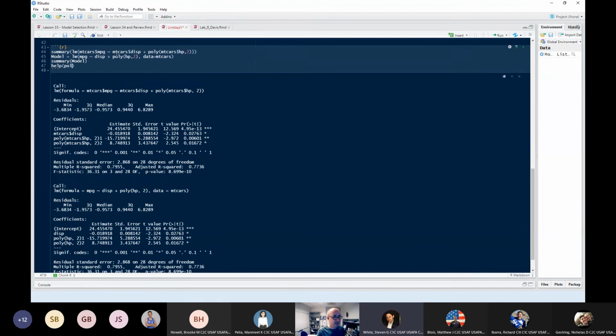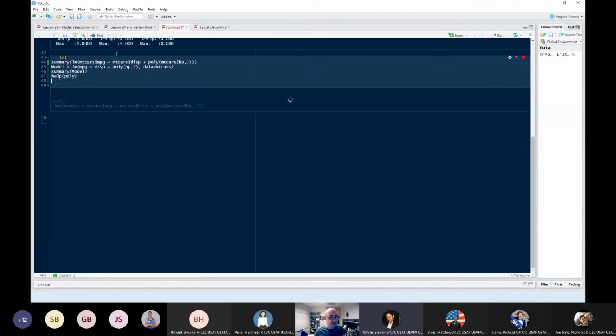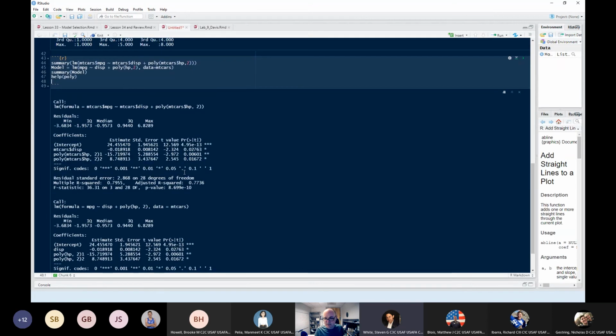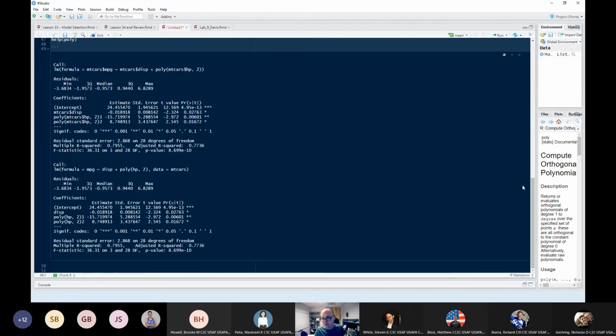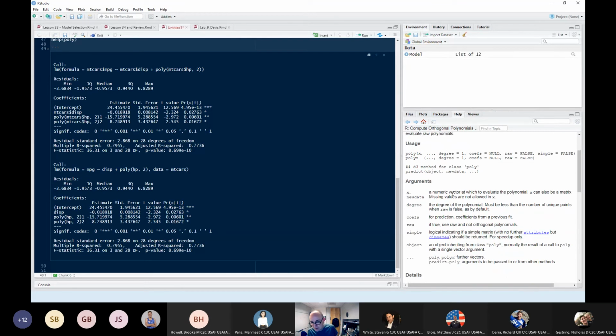So I took out the raw equals T thing, and I got the exact same value as you guys. I just don't know what raw equals T does. Well, let's find out. If I go over here, it says: raw, if true, use raw and not orthogonal polynomials. I'm not going to pretend I'm smarter than I am, guys. I don't know what that means.